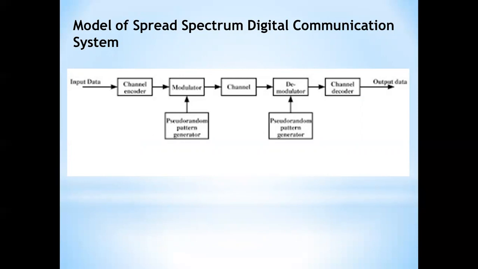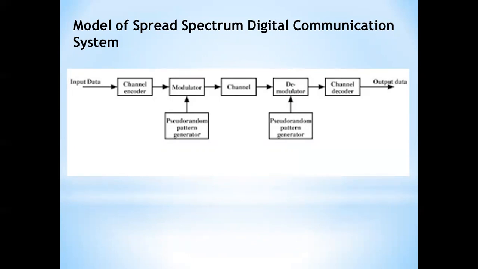In addition to these basic building blocks of a digital communication system, two additional blocks called pseudo random pattern generators are used in this system. One of them is connected to the modulator on the transmitter side, whereas the other is connected to the demodulator on the receiving side. Both these generators are identical to each other. This generator generates a pseudo random or pseudo noise binary sequence. It is impressed on the transmitted signal at the modulator.